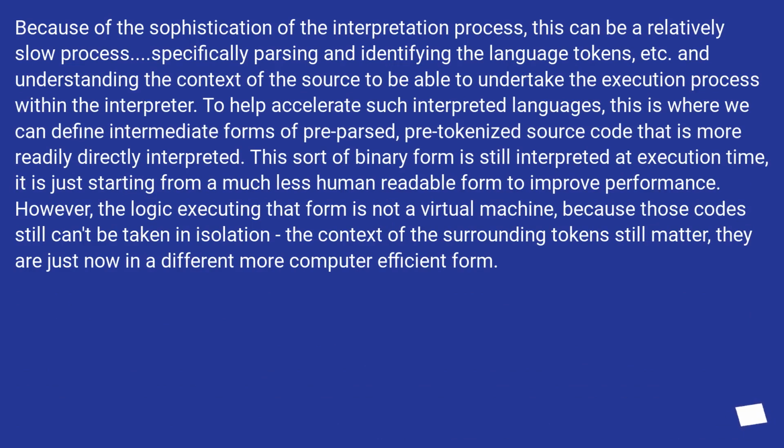Because of the sophistication of the interpretation process, this can be a relatively slow process, specifically parsing and identifying the language tokens, etc., and understanding the context of the source to be able to undertake the execution process within the interpreter. To help accelerate such interpreted languages, we can define intermediate forms of pre-parsed, pre-tokenized source code that is more readily directly interpreted. This sort of binary form is still interpreted at execution time, it is just starting from a much less human-readable form to improve performance. However, the logic executing that form is not a virtual machine, because those codes still can't be taken in isolation, the context of the surrounding tokens still matters, they are just now in a different, more computer-efficient form.